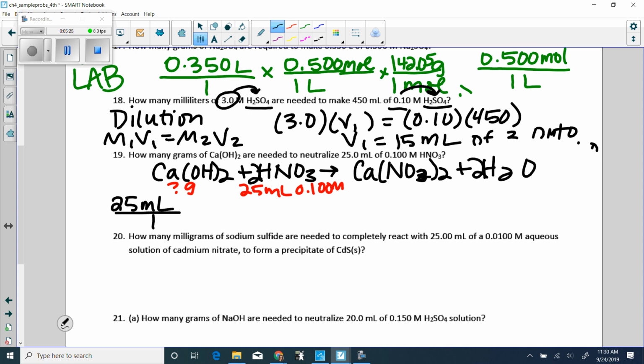25 milliliters over 1 times in a line. Milliliters on top means milliliters on bottom. There are 1,000 milliliters in 1 liter. Liters on top means liters on bottom. Our capital M molarity can be turned into a fraction. It means 0.100 moles for every 1 liter.